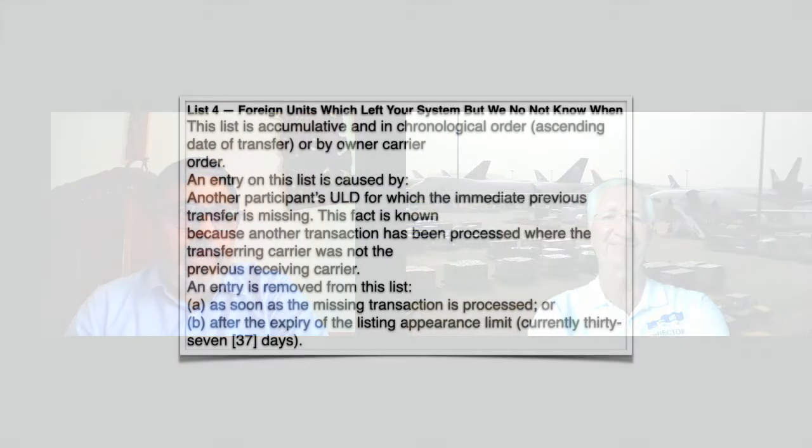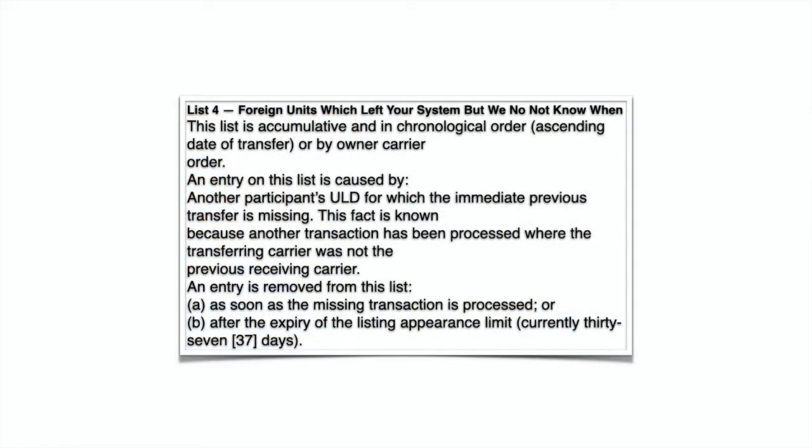Okay, that's very nicely explained. Thank you very much. That's good. So then we come to list 4, which is one that always confuses me, which is foreign units which have left your system, but we do not know when. Okay, I'll try to explain that with an example, which will make it much easier.